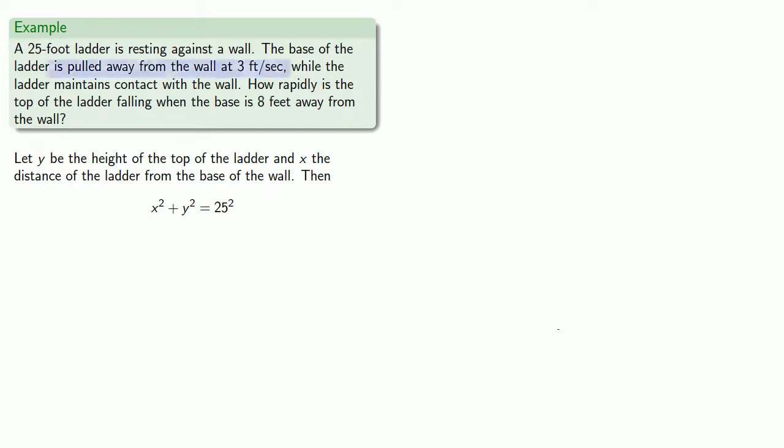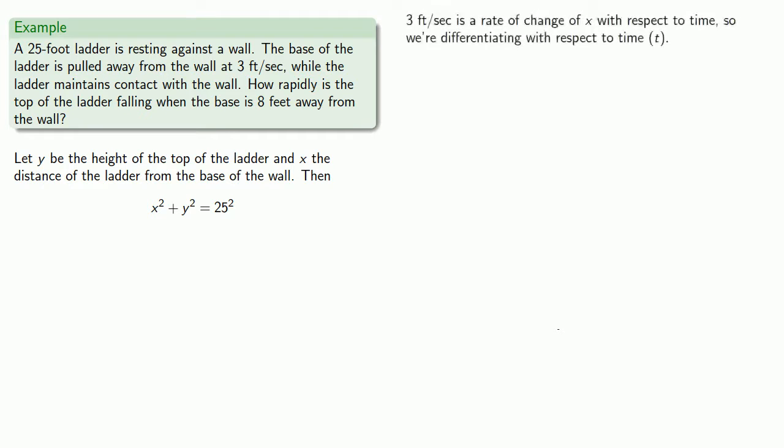So we're told that the base of the ladder is pulled away from the wall at 3 feet per second. And so this is a rate of change of x with respect to time. And so we're differentiating with respect to time, t. We want to know how rapidly the top of the ladder is falling when the base is 8 feet away from the wall. And so that means we want to find dy/dt when x is equal to 8.